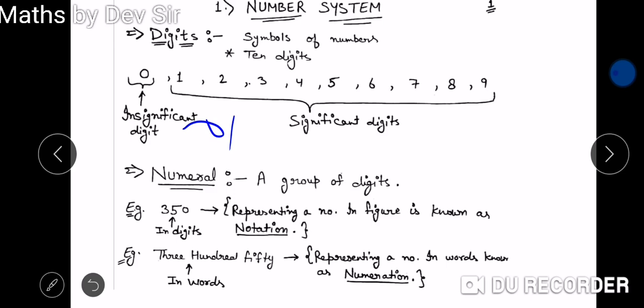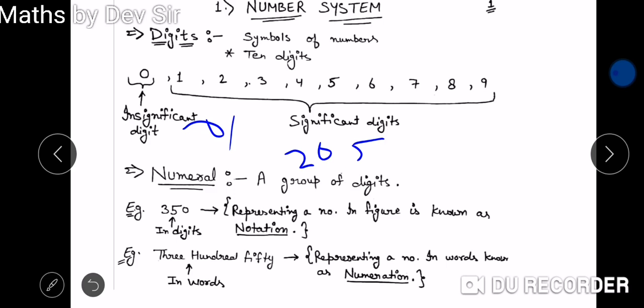But if 0 is coming between any two significant digits, 1 to 9 are known as significant digits, and if 0 is coming between these significant digits, then in that condition 0 will also be a significant digit. Like if I am writing 205, in this condition 0 is a significant digit.